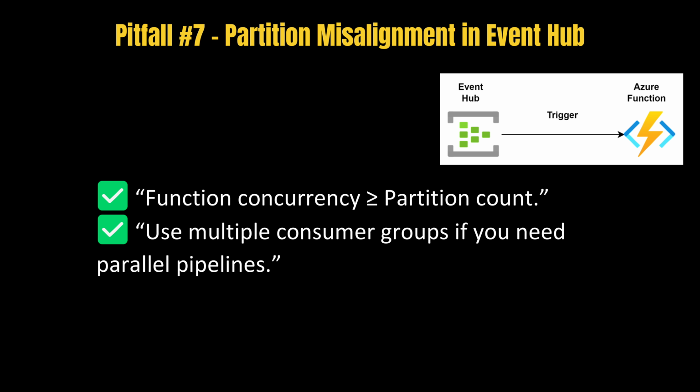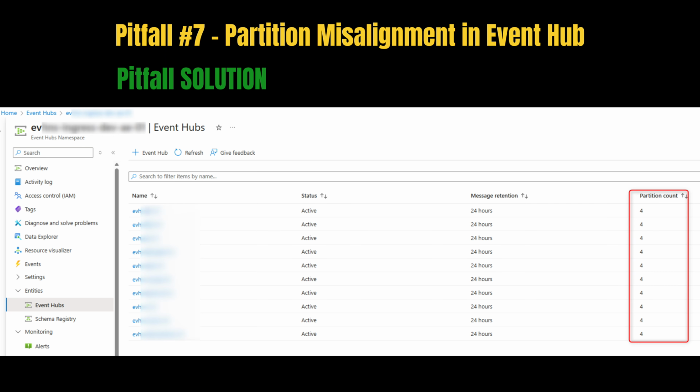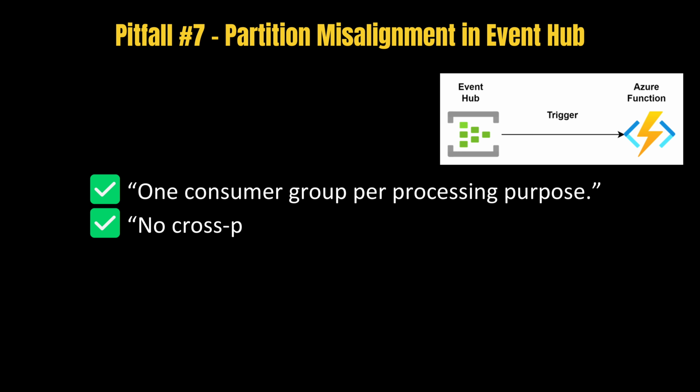Use multiple consumer groups if you need parallel pipelines. So now this configuration helps the processor handle higher throughput per partition, but the real alignment happens at deployment time, when your function app scale matches your Event Hub partition count. If multiple workloads need the same event stream, don't share one consumer group. Create dedicated consumer groups to prevent lease contention.